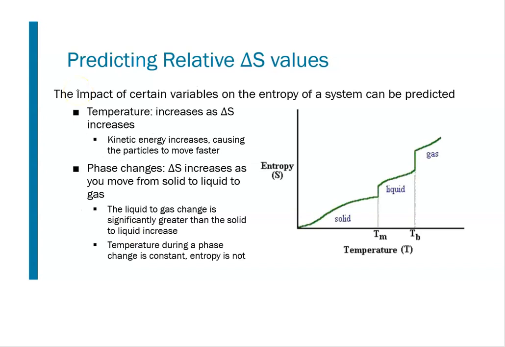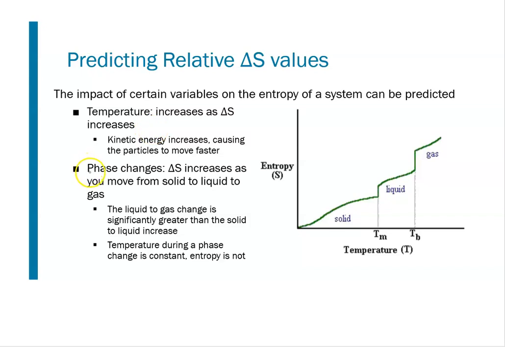So before we get to calculating numerical values of entropy, we can actually predict the values of entropy based on a couple of different factors. So the first one is temperature. When temperature increases, the delta S value increases as well. This makes sense. As temperature increases, the kinetic energy increases, the particles are moving faster, they can move farther away from each other, so the overall entropy of your system is going to increase.